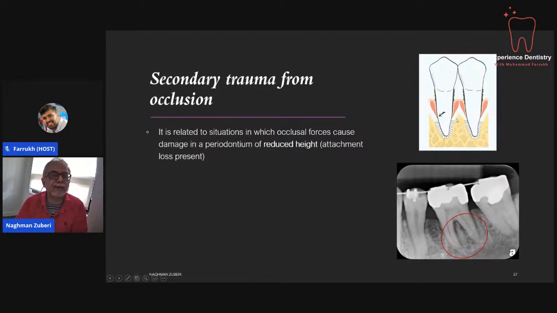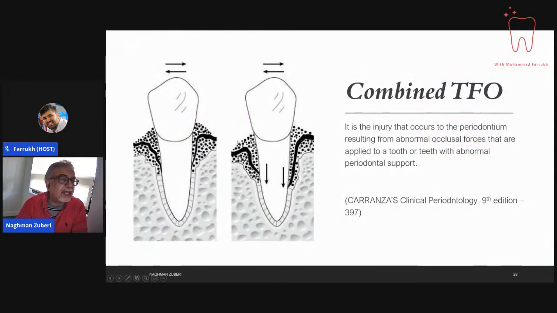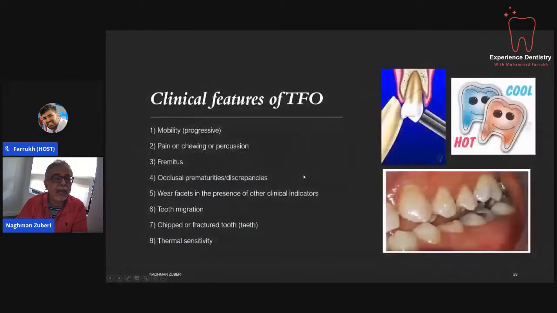At times, because of periodontitis, teeth drift and migrate. When they drift and migrate, they acquire a new position and some premature contacts develop. That will also cause trauma from occlusion. And already there is destruction, microorganisms are there, periodontitis is there, so the destruction will be at a very high pace.